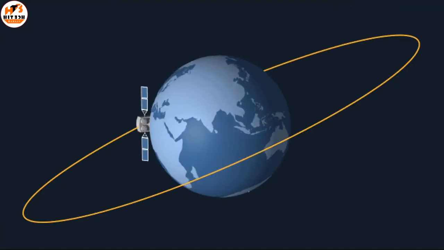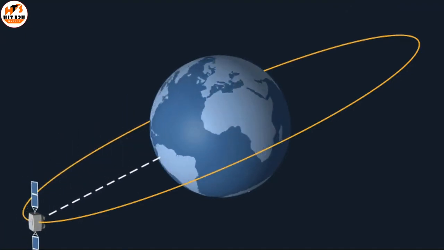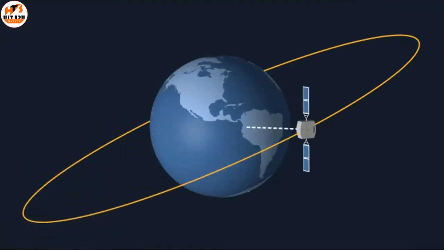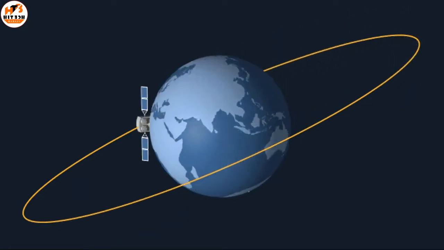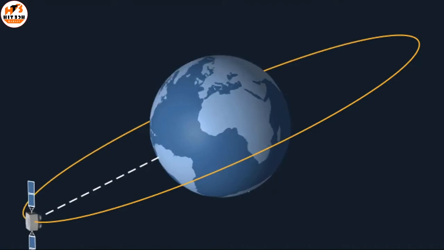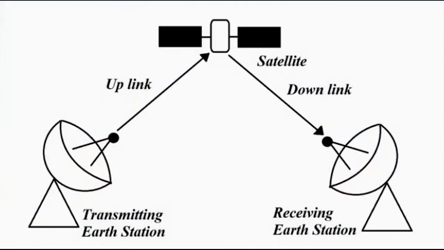Satellites in this orbit revolve around the Earth at the same speed as Earth's rotation around its axis. That's why they always appear to be at the same position. Therefore, satellites for communication purposes are placed in this orbit.